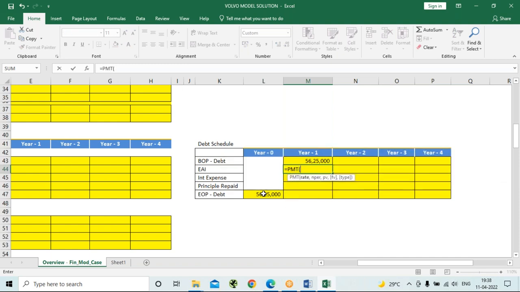Rate is 15%. Then NPER is 4, so 4 years. Then the loan amount 56,25,000. Zero, comma zero, zero. Very good. But it comes with a negative value, so we have to put a minus sign before PMT.